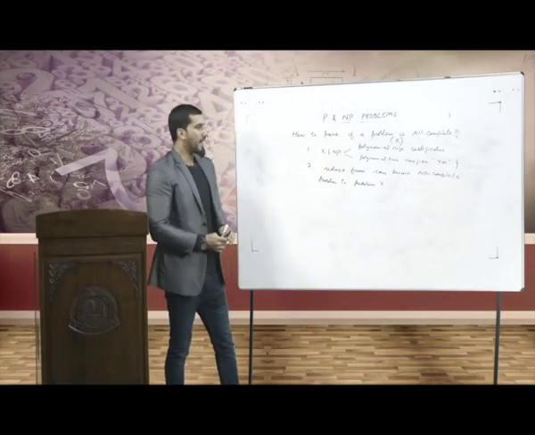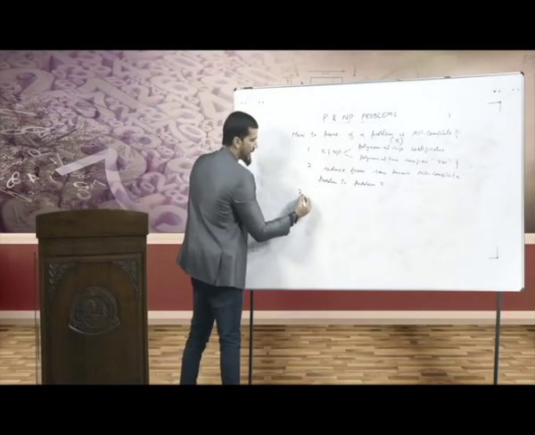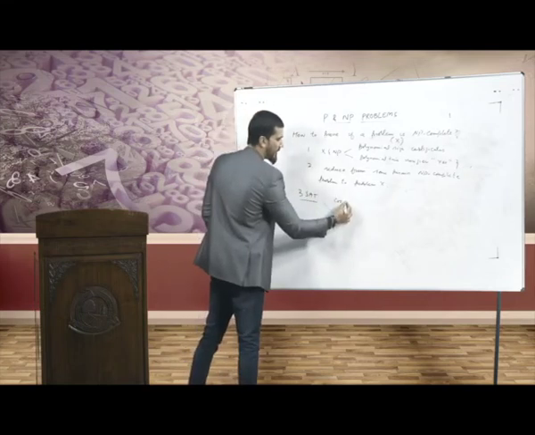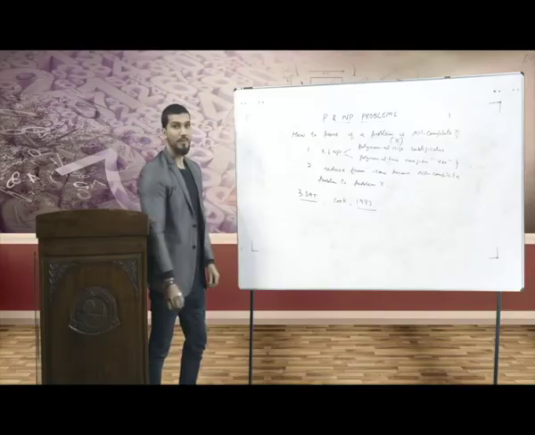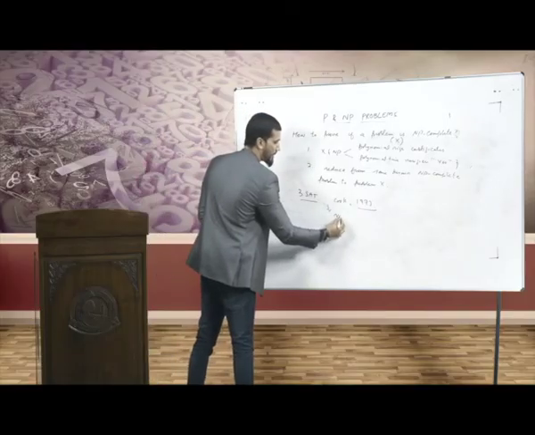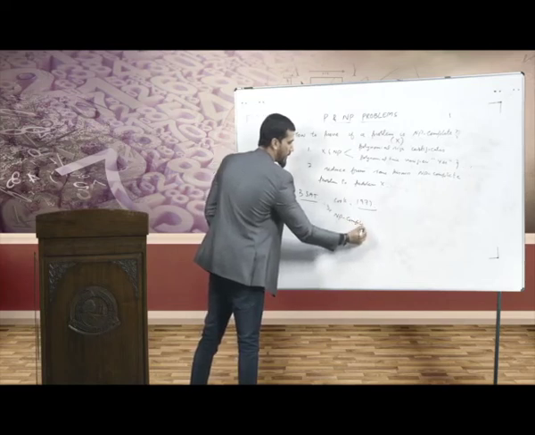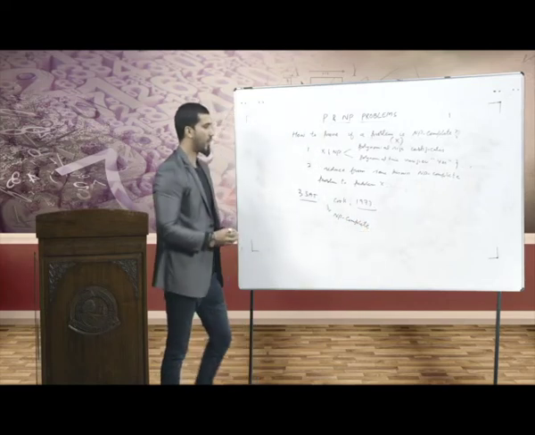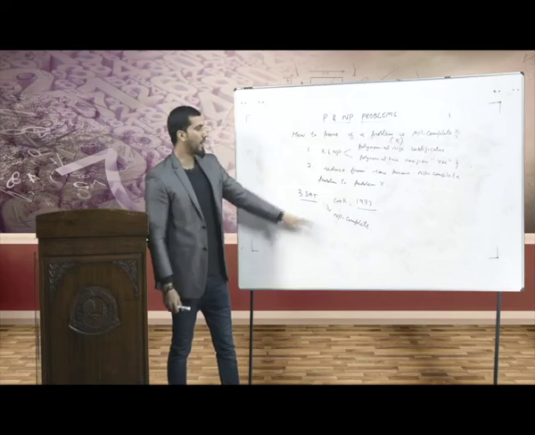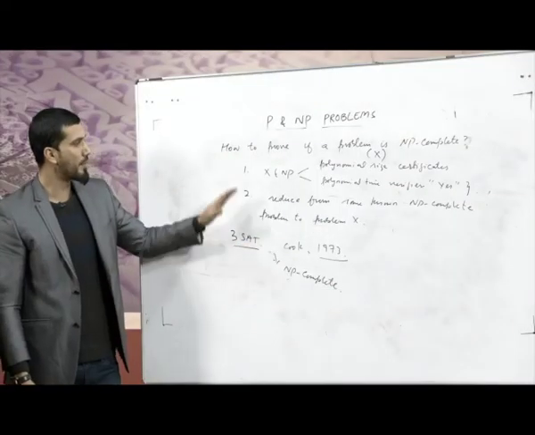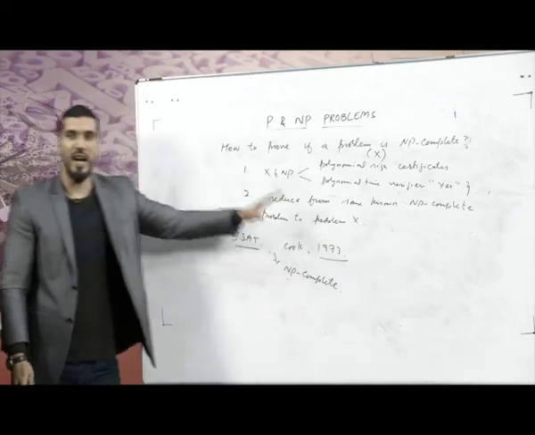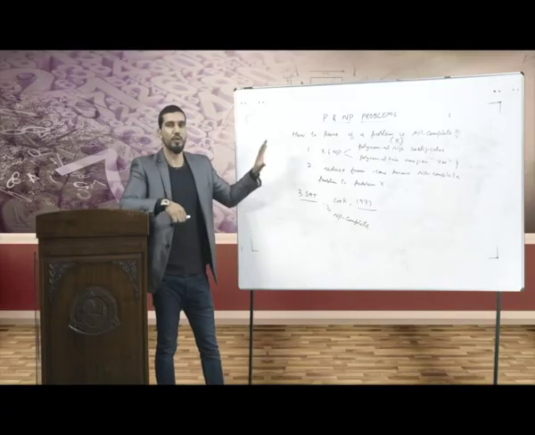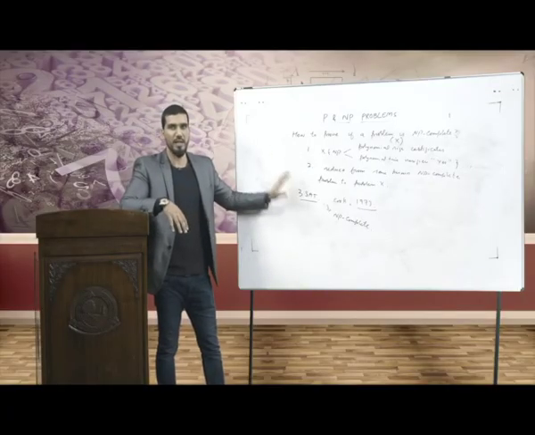Now, there is a problem, 3-SAT, the 3 sets viability problem, that was proved long ago by Cook in 1973, I guess. He proved that this problem is NP complete. So our work here is done. We use this 3 sets viability problem and reduce from it to problem X, and we could prove that any problem is NP complete.